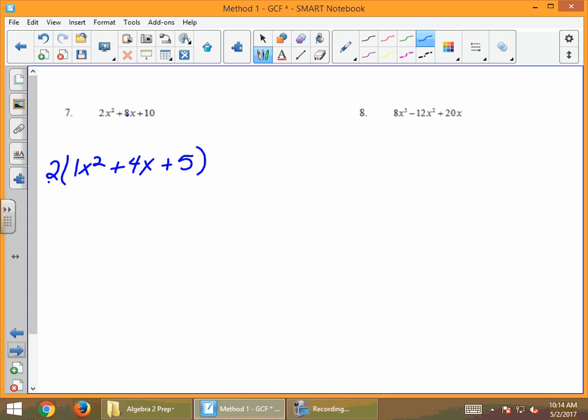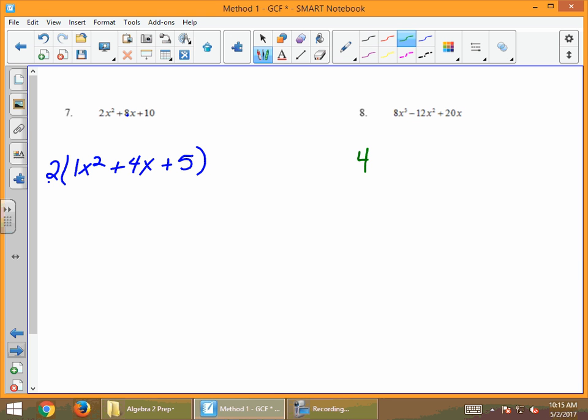If we look at 8, again, look at all 3 numbers. What's the largest number that can go into 8, 12, and 20? 4. Very good. It's really tempting to say 2, because 2 can also go into all 3, but there's a bigger one that can go into all 3, and that is 4. So you have to be careful with ones like these. Sometimes there's more than one. It has to be the biggest. Then if we look and see, do all 3 have a variable?